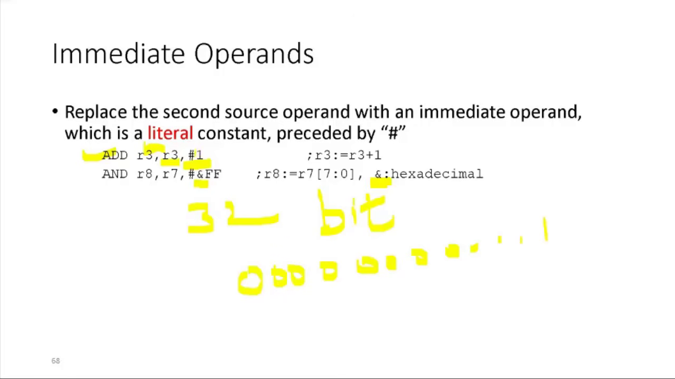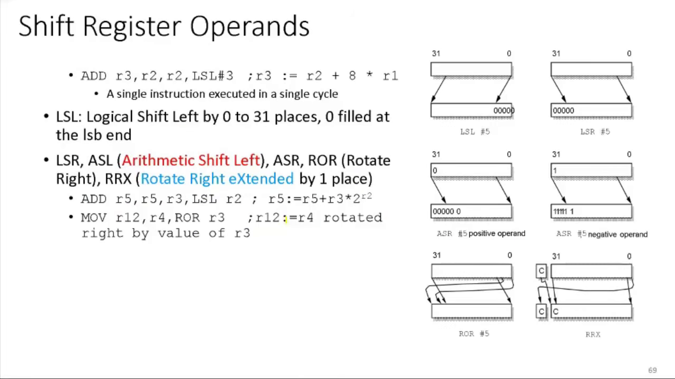To understand, this is the decimal number, this is the hexadecimal number. Now shift operations. These shift register operands are there, and this shift operation is implemented by using LSL. See this instruction. There are many shift instructions: LSL, LSR, ASR, ROR, and RRX. These are the instructions which will shift or rotate the operands.